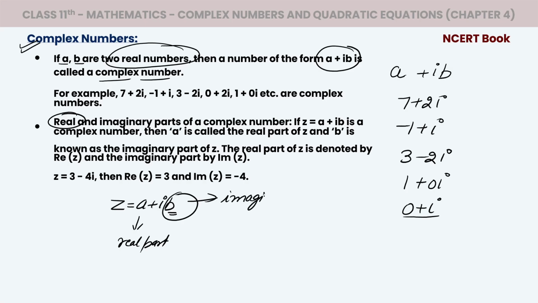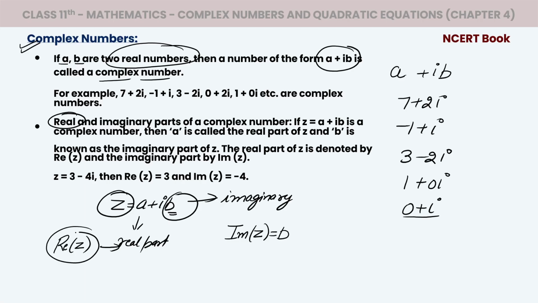What name do we give it? Imaginary part, right? And how to denote it? Z is our complex number, so we write real part of Z, right? How are we writing it? Real part of Z. And the imaginary part, I am writing here as Im of Z, which is equal to b, right? A is the real part of Z and B is the imaginary part of Z.